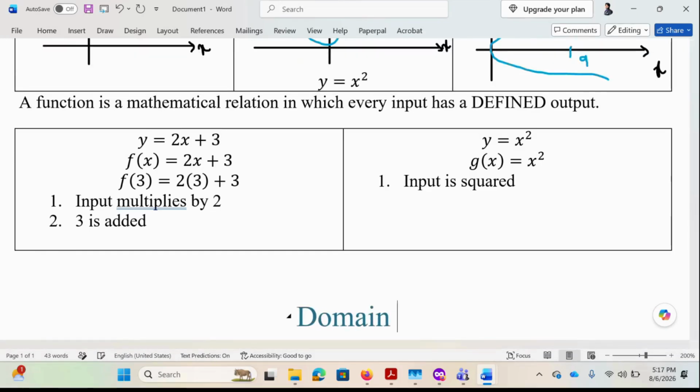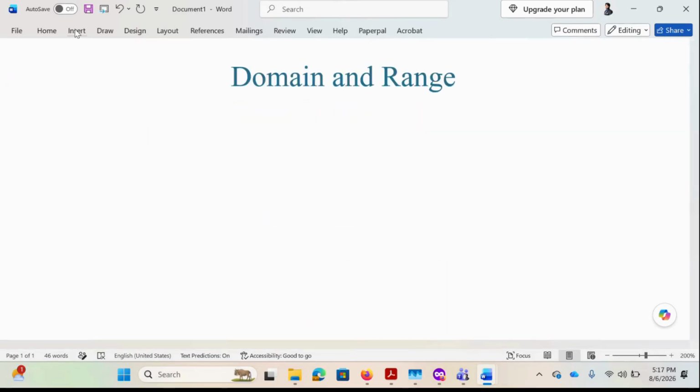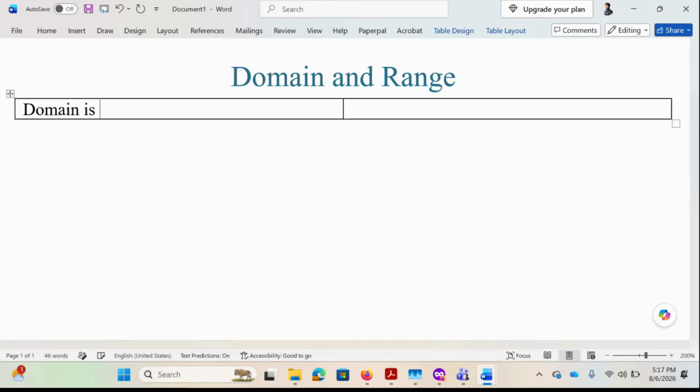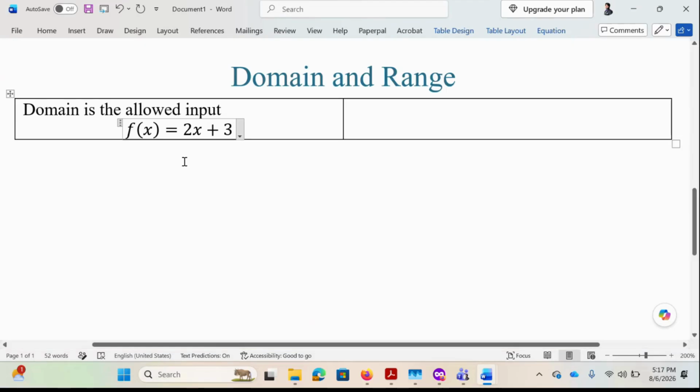Now let's talk about domain and range. What is domain and what is range? Domain is the allowed input. How do we write it down? For example, same function f(x) is 2x plus 3. If I'm not specifying the domain or if I'm not writing it down, that means I want it to be for all real values of x. And what do I mean by real values of x? From negative infinity to positive infinity, I can plug in anything.